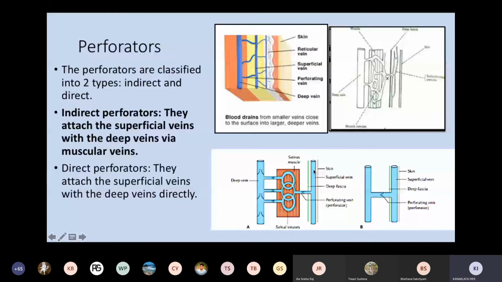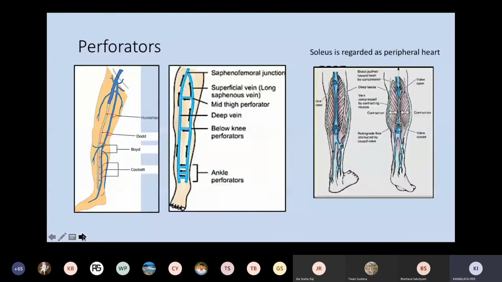I think this is superficial, the green line is deep fascia. Now this is a perforator, which is going into joining the muscle sinuses and then becoming again perforators to join the deep vein. These are the indirect perforators. This also is indirect because once again they are passing through the muscles. So you classify them into 4. These are the various perforators.